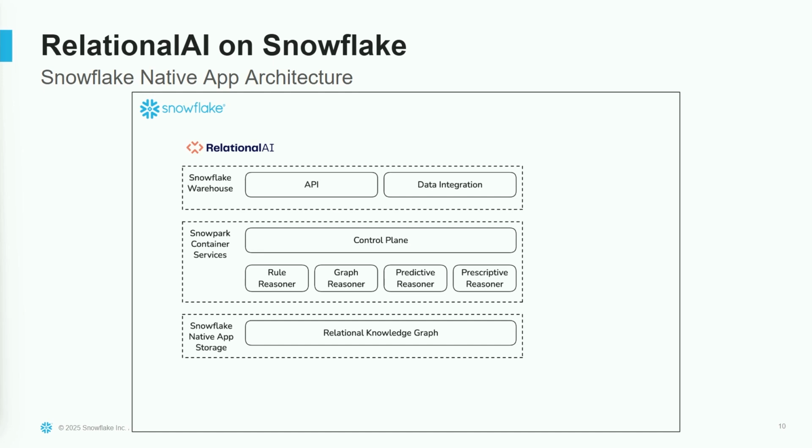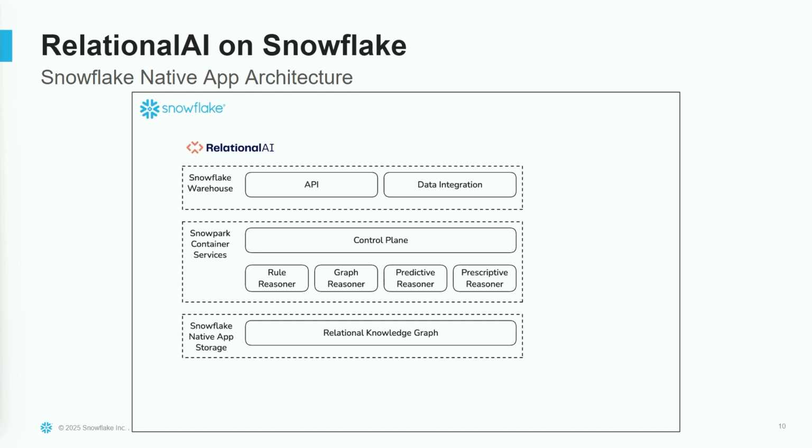What we do is we build what we call a graph index on top of your Snowflake tables, which is a highly normalized representation of data that lends itself well to all of the different types of reasoners that we have. These two components are built with SQL UDFs and stored procedures in SQL and JavaScript, and they run on Snowflake warehouses. Then we have the control plane, a singleton that runs in a Snowpark container, and the control plane basically orchestrates our reasoners and dispatches transactions to the relevant reasoner.